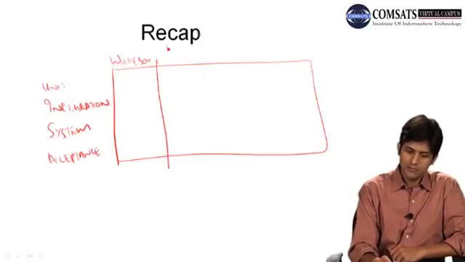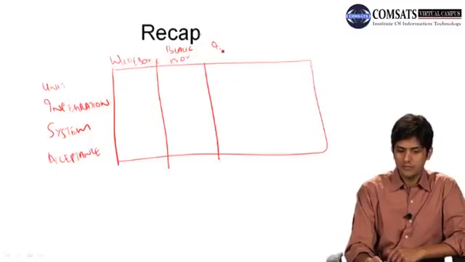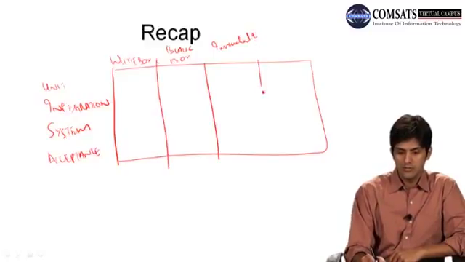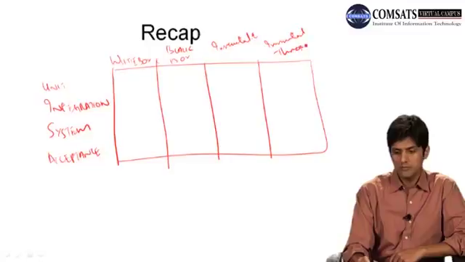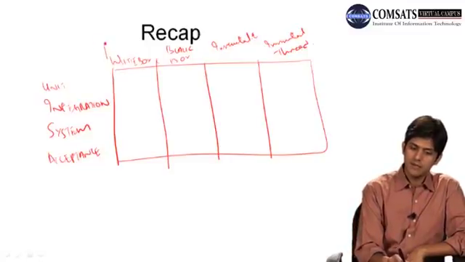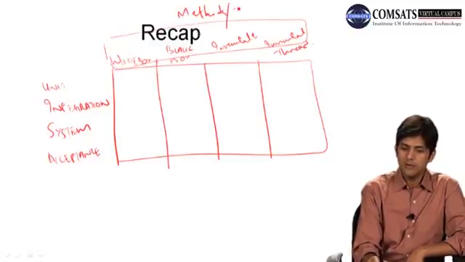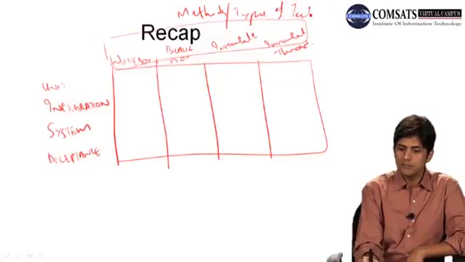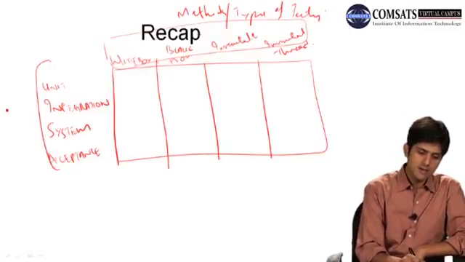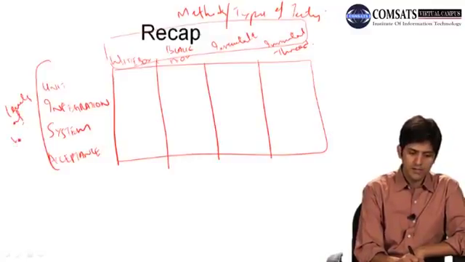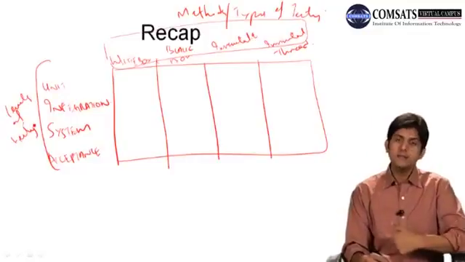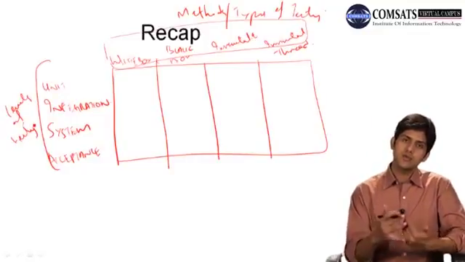then we have black box, and then we have incremental, and then we have incremental thread. So the values written on the x-axis are the methods and types of testing, and on the y-axis they are the levels of testing.